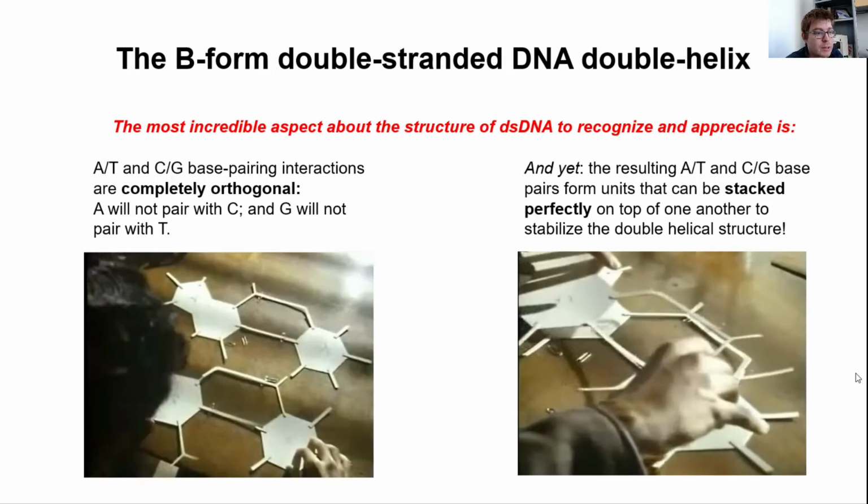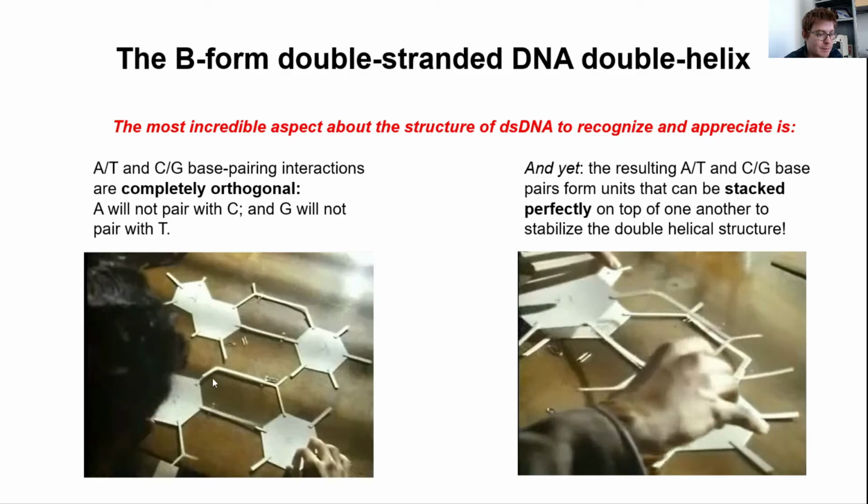Now, the most incredible aspect about the structure of DNA to recognize and appreciate is that although the AT and CG base pairing interactions are completely orthogonal, that means A can't pair with C, G can't pair with T. It doesn't work. They're not compatible with one another. Despite the fact that the interactions are orthogonal, an AT and a CG base pair form units that can be stacked perfectly one on top of another to stabilize the helical structure.